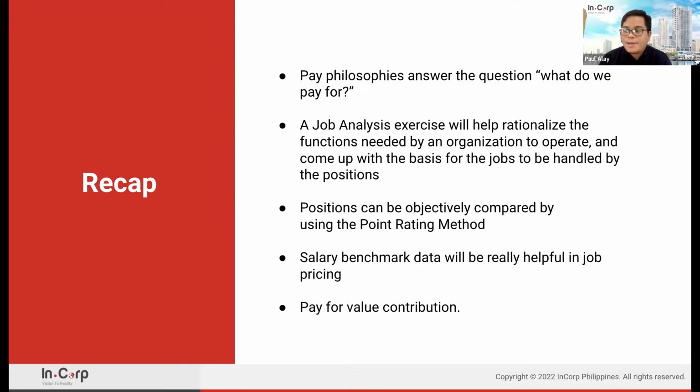Fourth, the salary benchmark data would be a really helpful tool for the last item, as mentioned, that we should be paying for value contribution. So this is related to the pay philosophy. What's required, what the organization is willing to pay for? That's something that the employer should be basing their compensation program on.